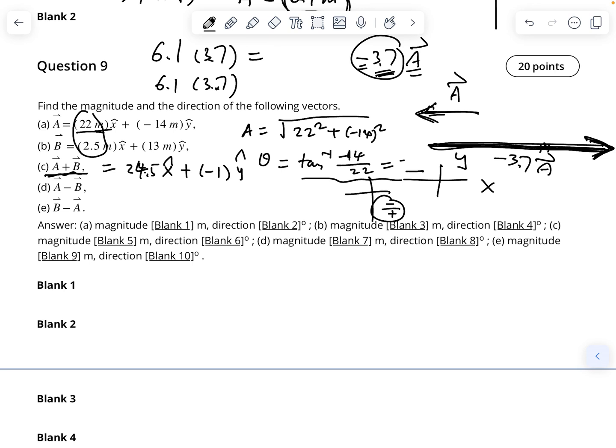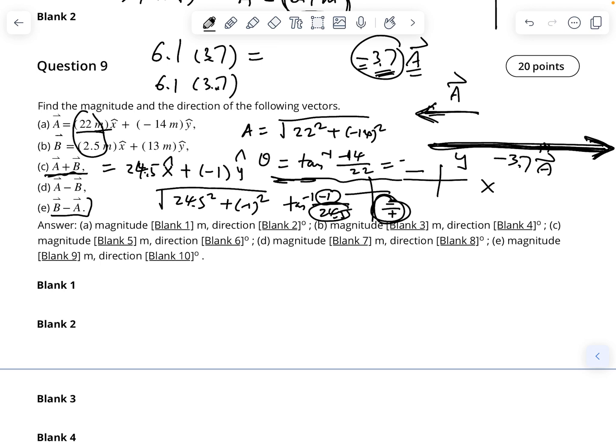So what is the magnitude and direction of this vector? The magnitude is the square root of 24.5 squared plus negative 1 squared. Direction is the inverse tangent of negative 1 over 24.5. Negative y component and positive x component is still in the fourth quadrant, so whatever the inverse tangent gives you is the right angle.